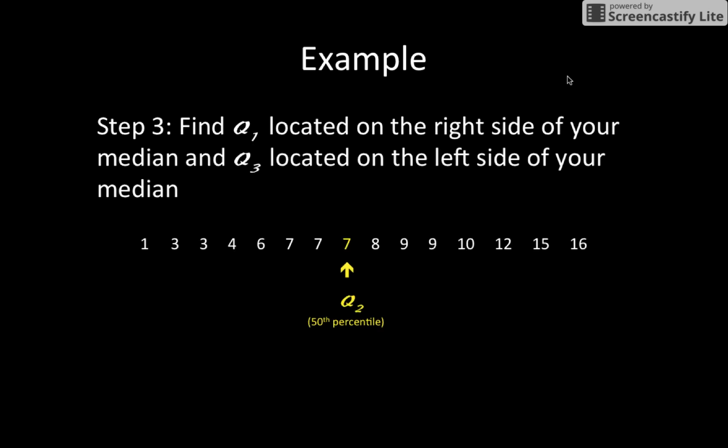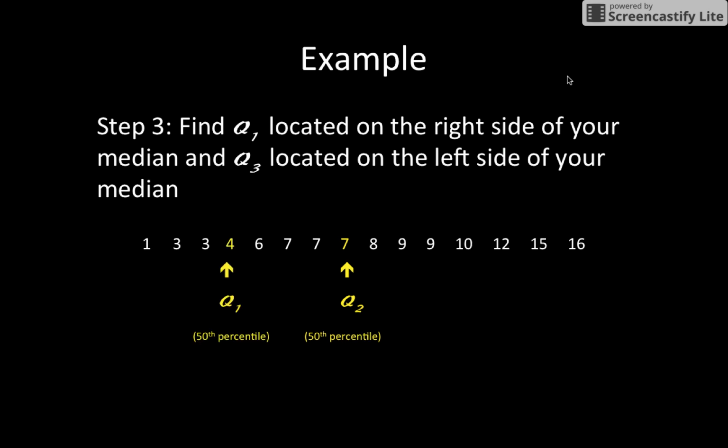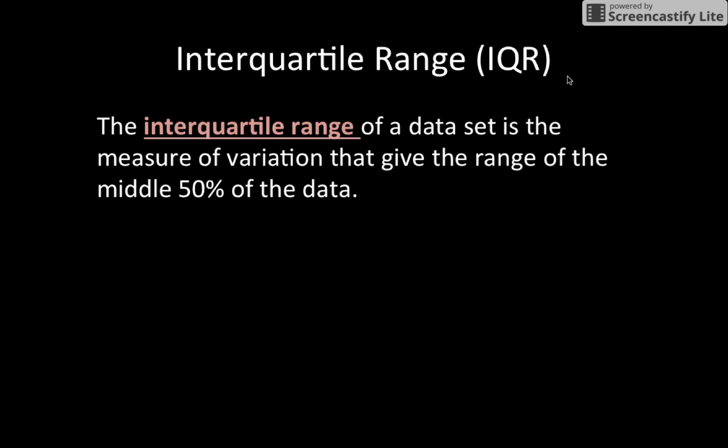Next, you want to find your quartile 1, which is located on the left, and quartile 3, which is located on the right. Your quartile 1 equals 4, and your quartile 3 is 10. I did this by looking at the 7 numbers before and after the median and finding the middle of those numbers. So now we know that Q1 equals 4, Q2 equals 7, and Q3 equals 10.